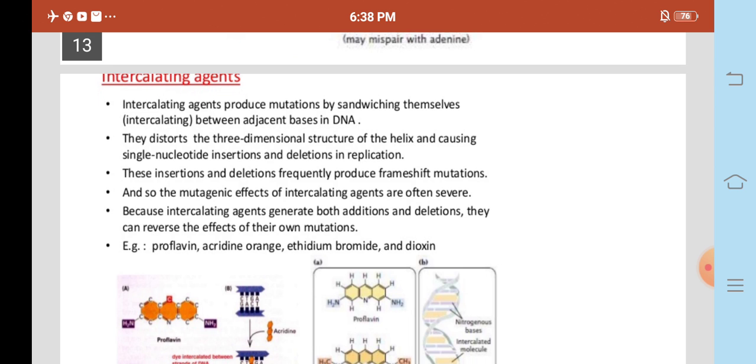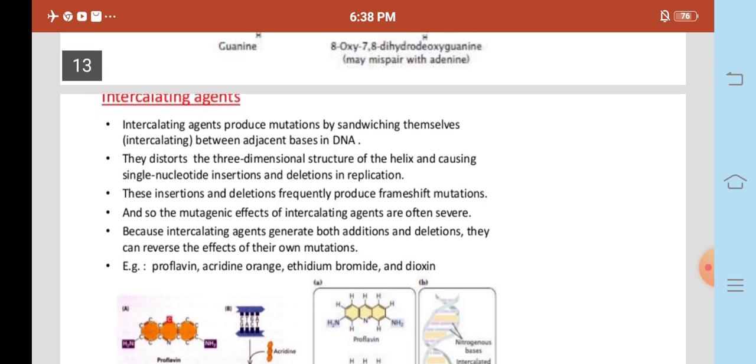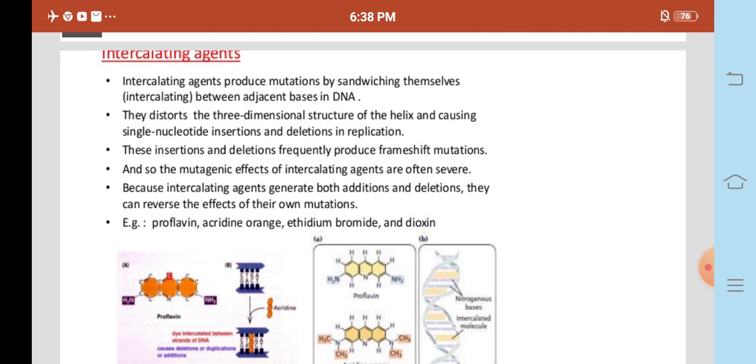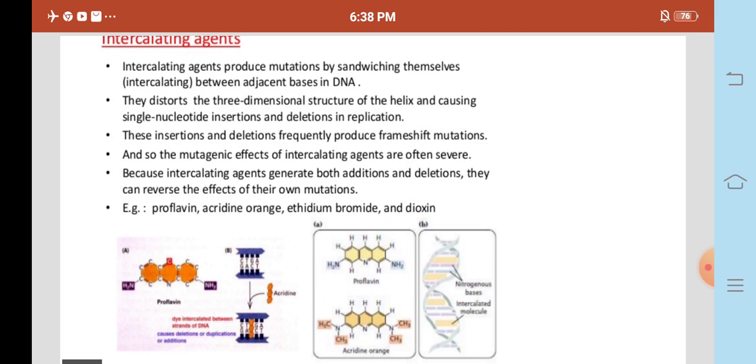And next, intercalating agents. Intercalating agents produce mutations by sandwiching themselves between adjacent bases in DNA. They distort the three-dimensional structure of the helix, causing single-nucleotide insertions and deletions in replication. These insertions and deletions frequently produce frameshift mutations, and so the mutagenic effects of intercalating agents are often severe.